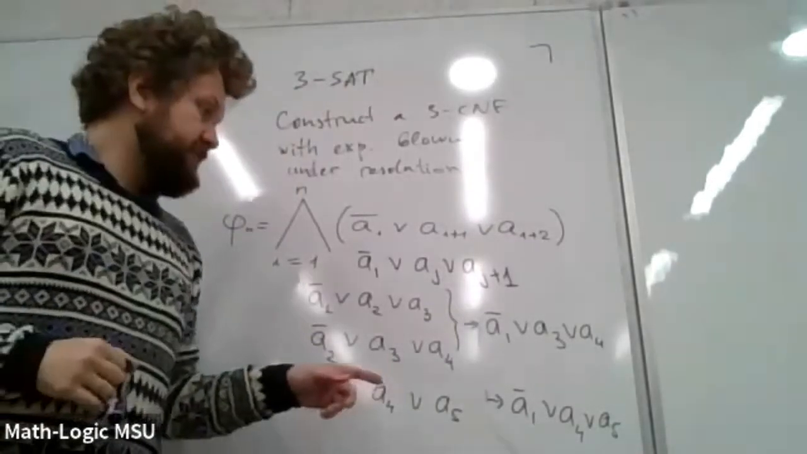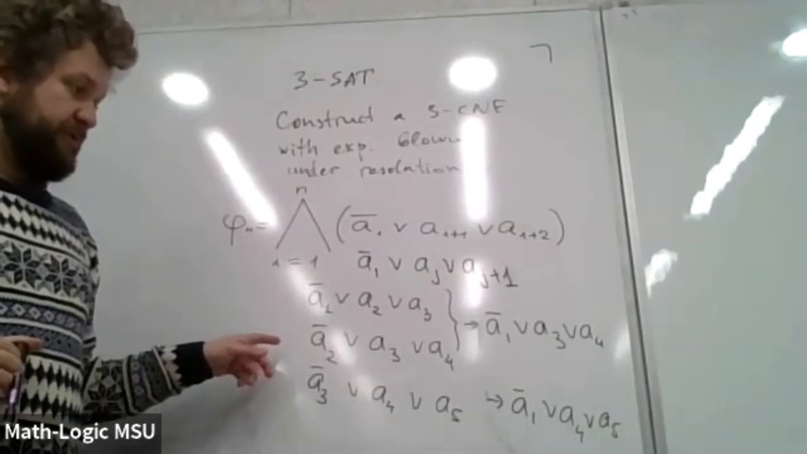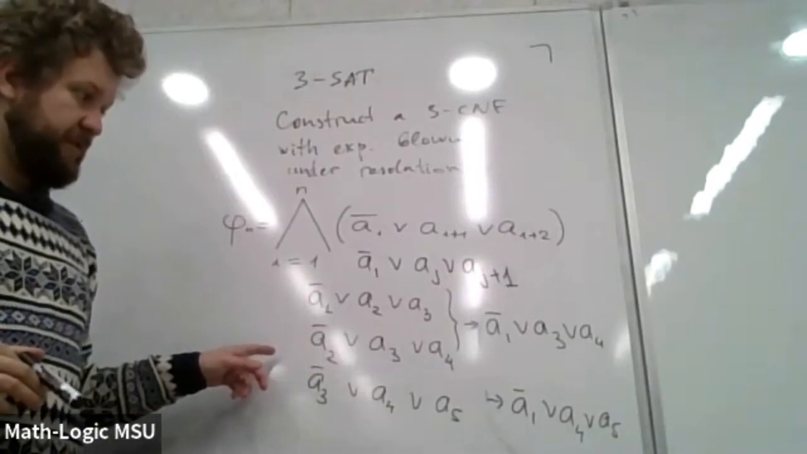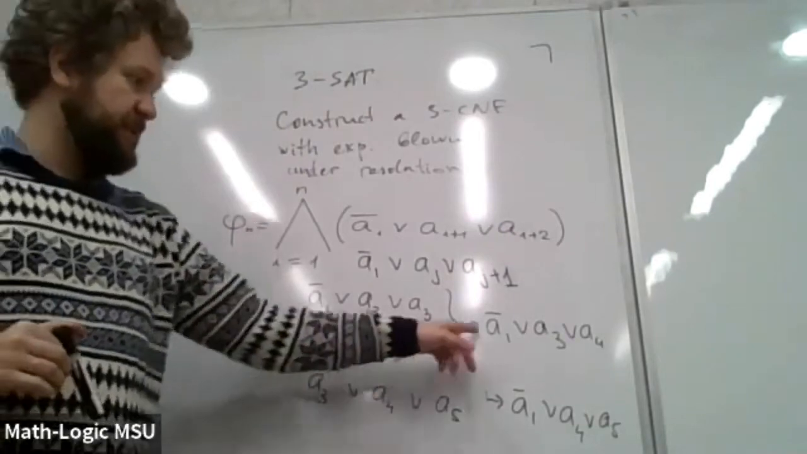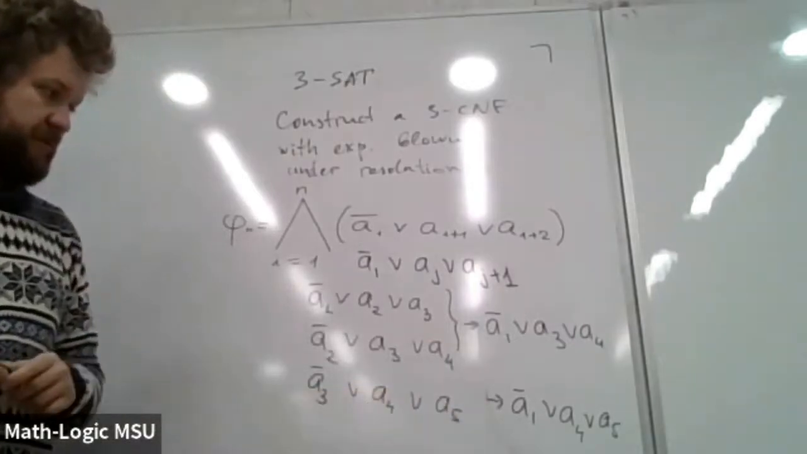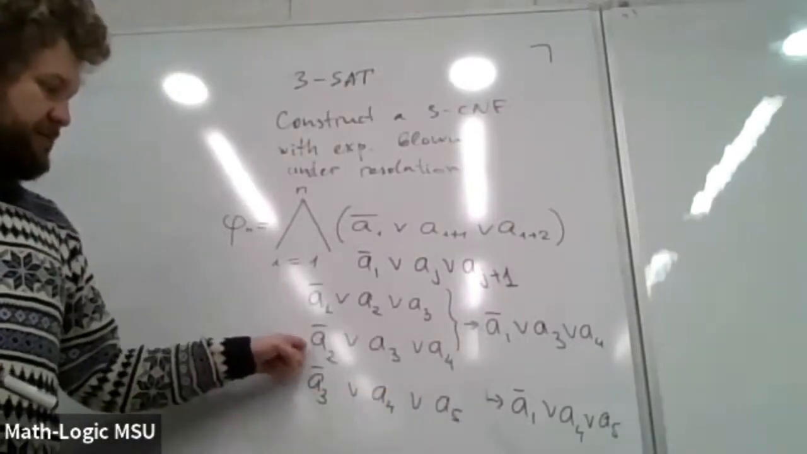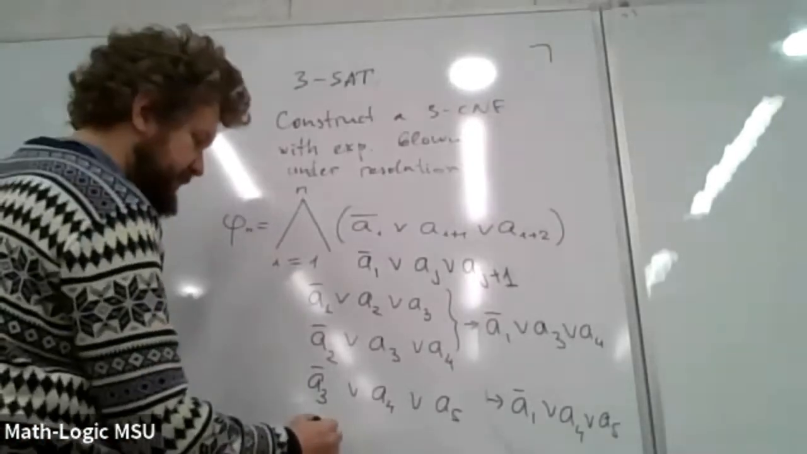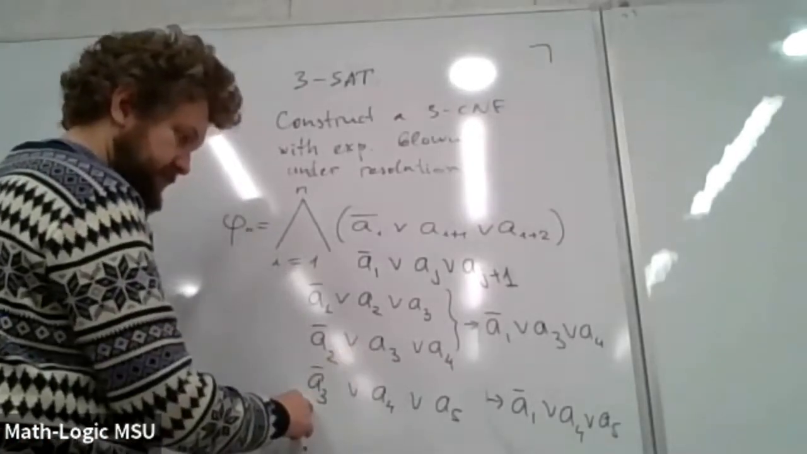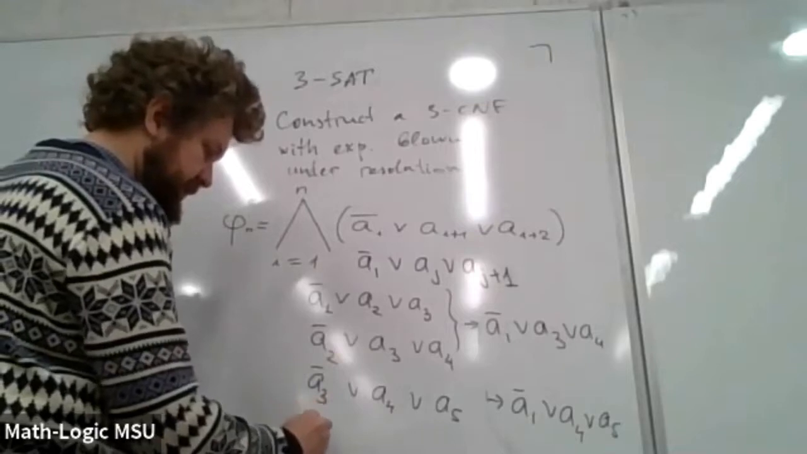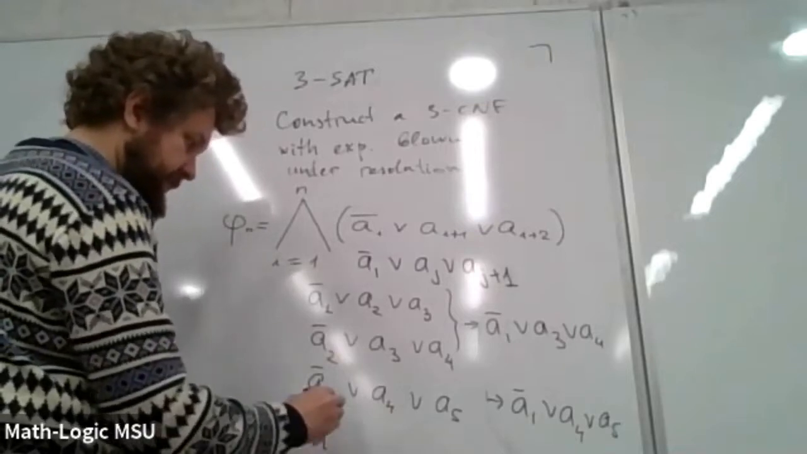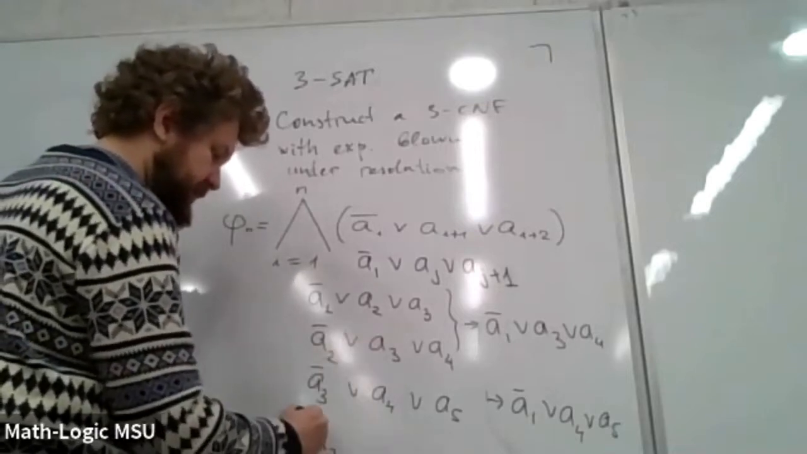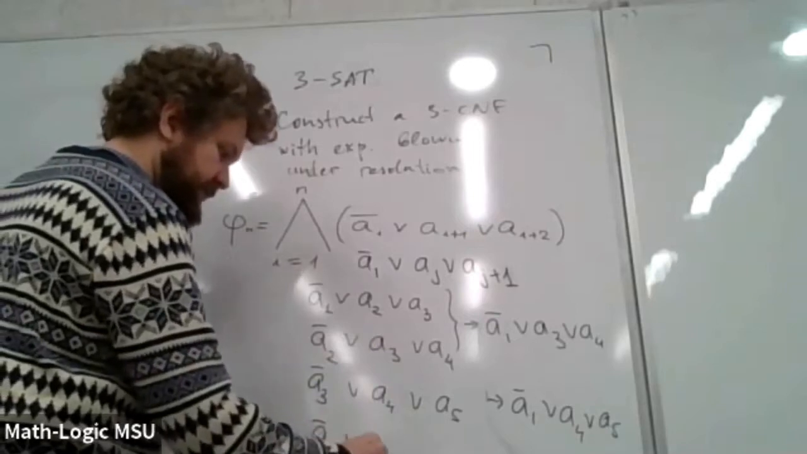Now you can resolve. What do you want to resolve now? The second with the third in the main column. Yes, second with the third. So what will you get? You will get this with this: not A2 or A4 or A5.